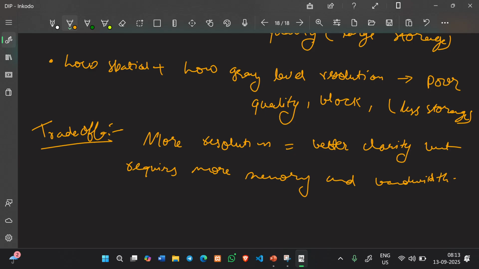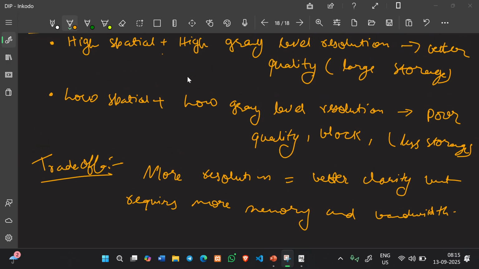So let's move further with the storage implication. As I have told, if there is a 512 by 512 image at 8 BPP, bits per pixel, how much storage will it take? Correct, 256 KB. And for the same scene, if we are using 24 bits per pixel, then it will take almost 786 KB. So see the storage difference.